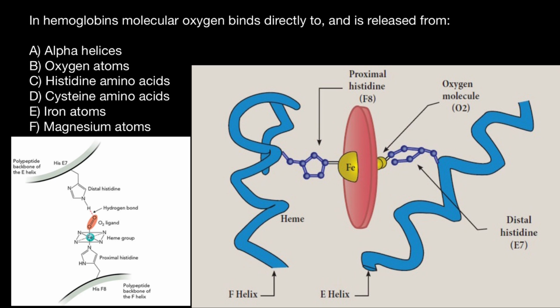Now let's read our question again. In hemoglobin's molecule, oxygen binds directly to and is released from, and now you know that this is not the only answer which is correct, iron atoms, but also answer C, histidine amino acids, also take a crucial part in oxygen binding. A hydrogen bond is much weaker than a covalent bond, but still this helps to fix this oxygen molecule in place in a heme group.